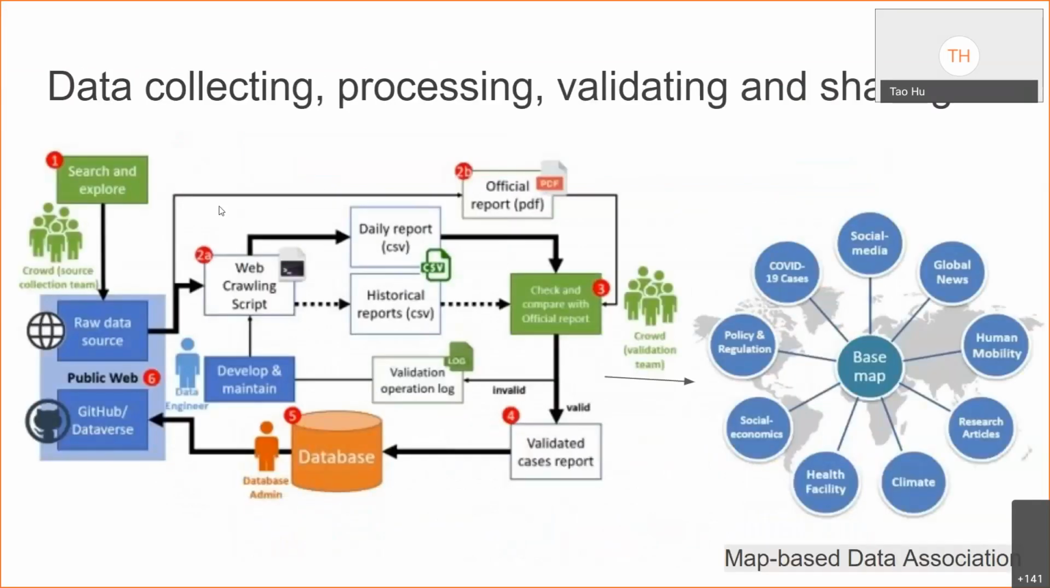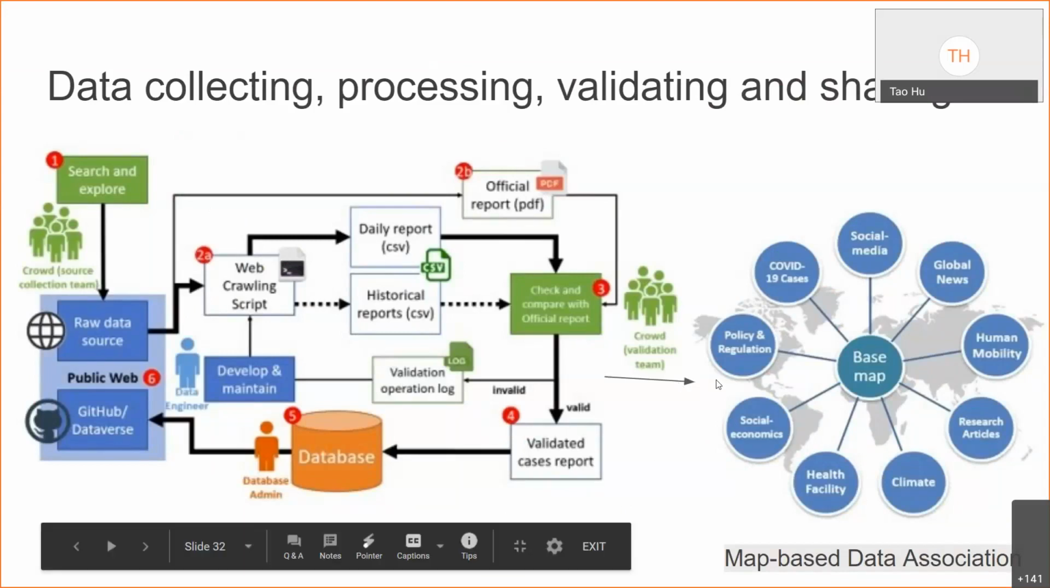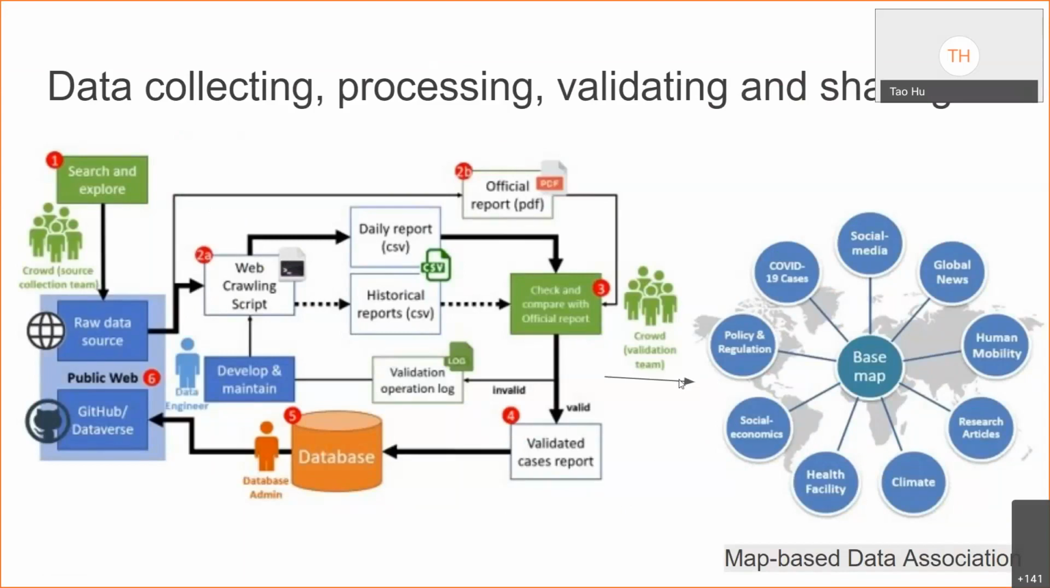So these are the procedures about how we validate and share the data sets. And this is about how we connect all the data. We use the base map to associate each other to make sure that all the data can be associated with each other, and we can provide the spatial analysis based on the base map.